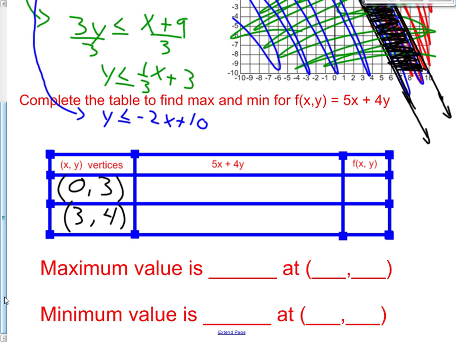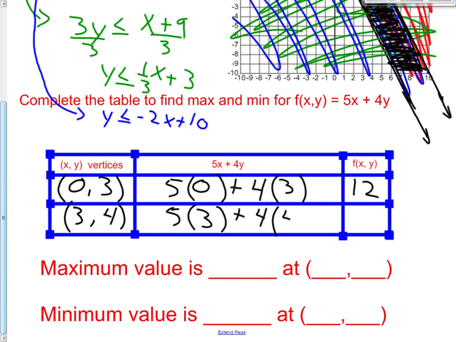So now let's evaluate these 2 points. 5 multiplied by x, which is 0, plus 4 times the y-coordinate of 3. 5 times 0 is 0, plus 4 times 3 is 12. 0 plus 12 is 12. Last one, 5 times x, which is 3, plus 4 times y, which is 4. We get 15 plus 16, which the answer then is 31. So our maximum value is right here. Our maximum value is 31, and it is at 3, 4.